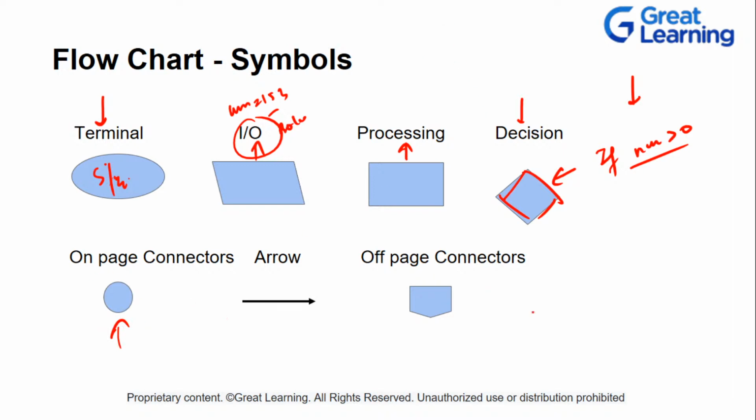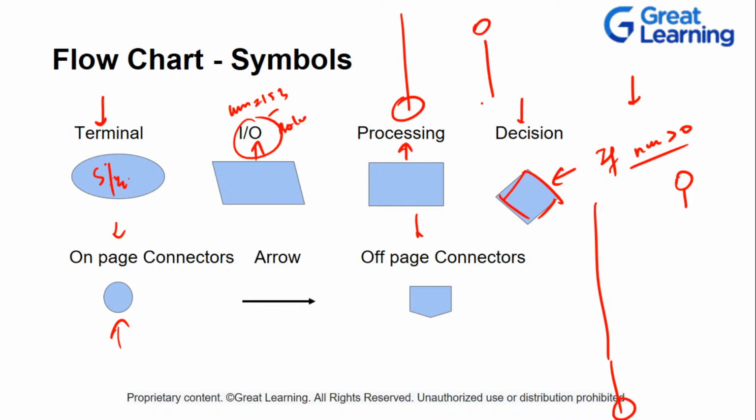This is basically used when you have an on page connector and off page connector. Let's suppose you are at the end of this page and now you have to write your program. So I will use this connector and connect it over here, just to show the connectivity of this flow. So you are at the end, then you started from over here, and this is the entire flow of this particular program.